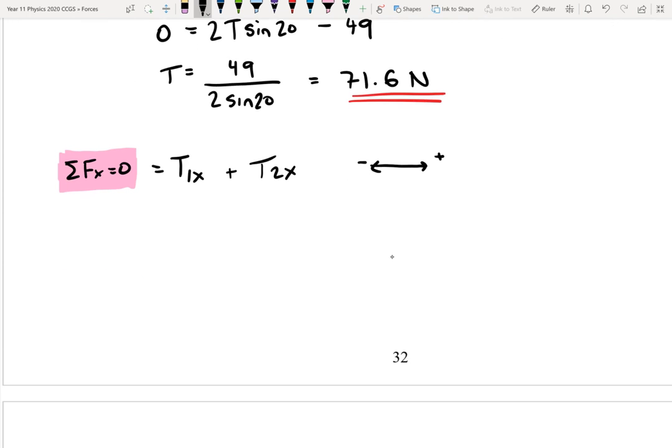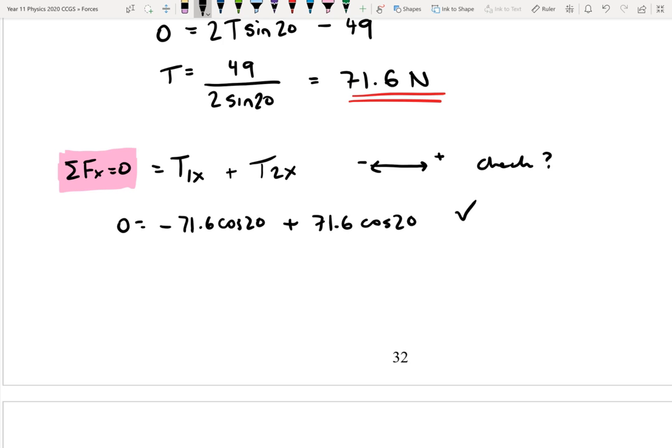So let's just quickly check. Does that equal 0? Well, 0 equals negative 71.6 cos 20 plus 71.6 cos 20. Well, they're equal and opposite. All right, so that's the maths there that says that the horizontal forces must be equal and opposite because this object is in translational equilibrium.